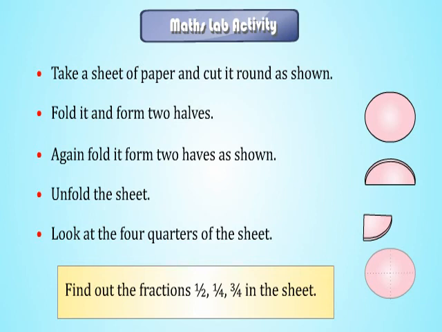Maths lab activity. Take a sheet of paper and cut it round as shown. Fold it and form 2 halves. Again fold it, form 2 halves as shown. Unfold the sheet. Look at the 4 quarters of the sheet. Find out the fractions 1 by 2, 1 by 4, 3 by 4.